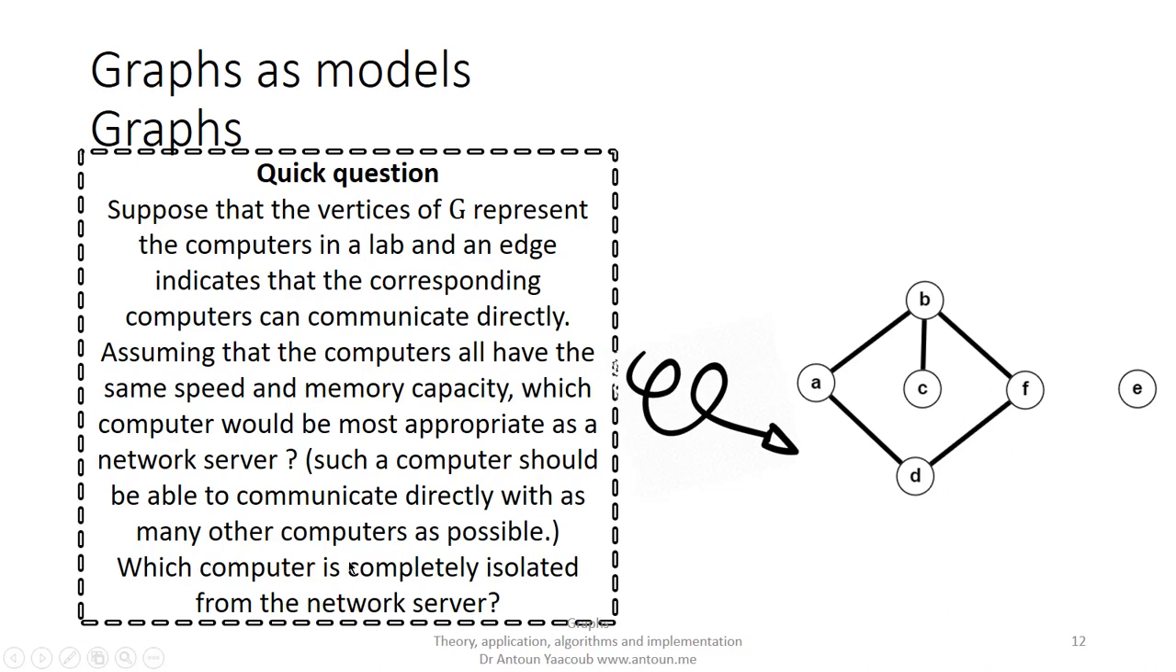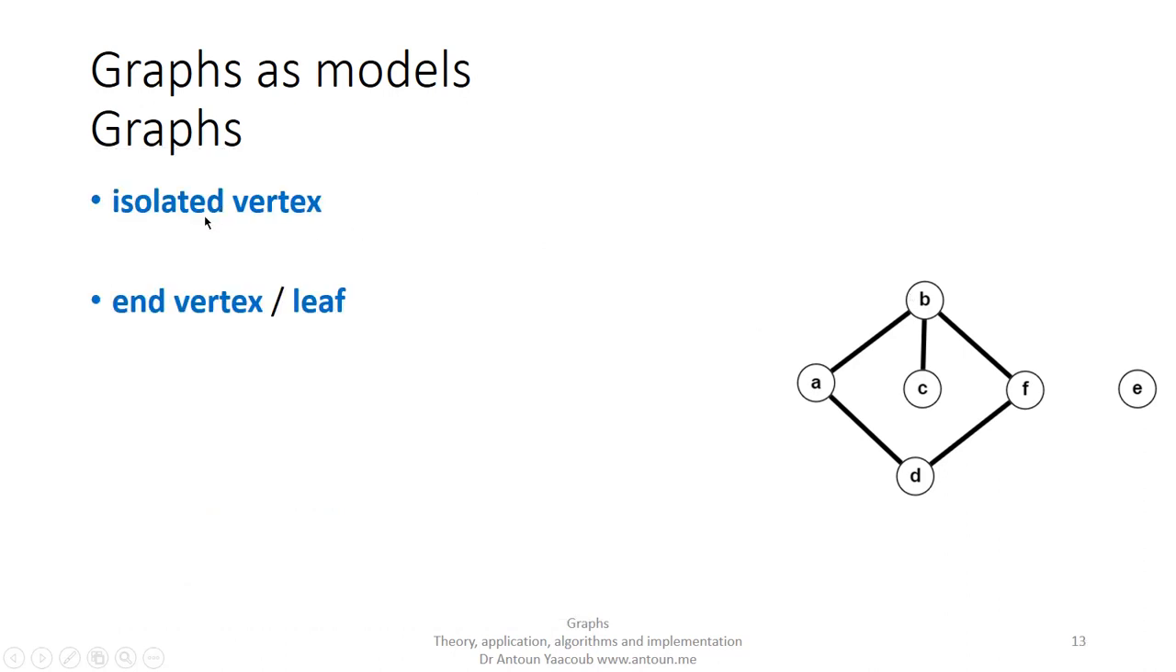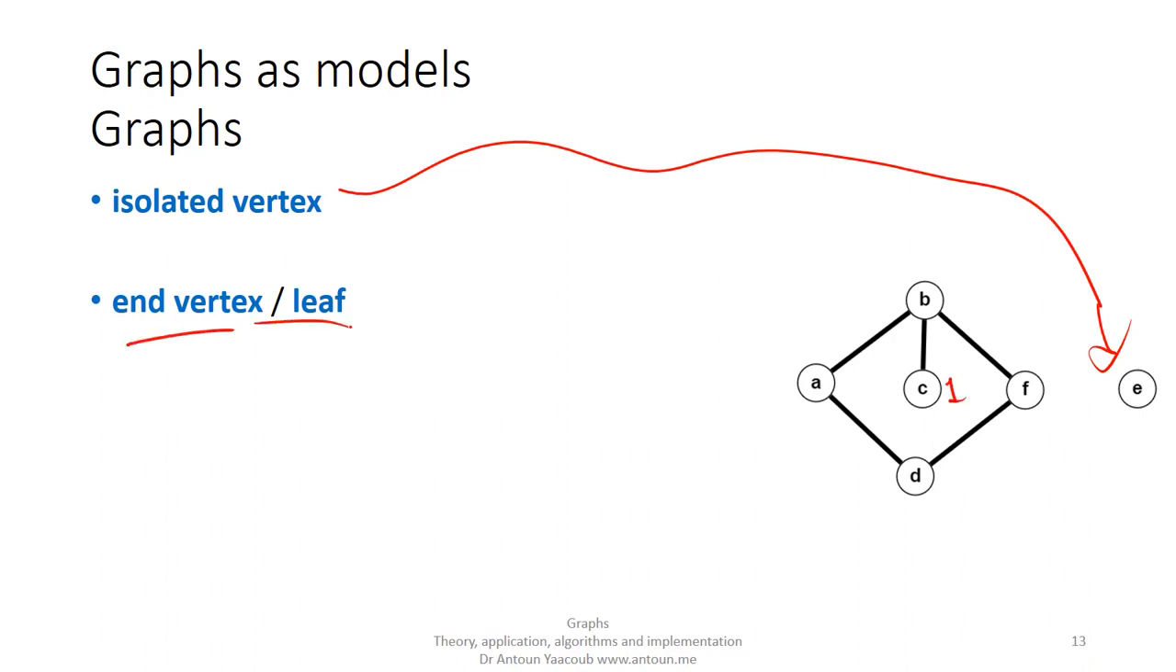Next, which computer is completely isolated from the network server? Obviously E is completely isolated, because there is no link between E and the server B that we have picked. An isolated vertex is a vertex of degree 0. For example, E is an isolated vertex because it has degree 0. Whenever we have a degree 1, we call it an end vertex or a leaf. When we talk about trees, we will see that a vertex with degree 1 is a leaf.